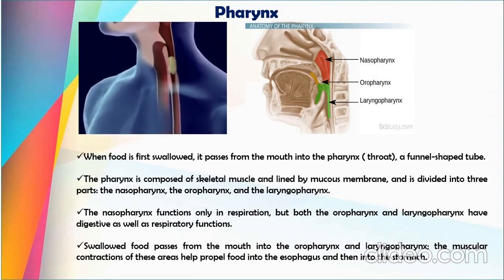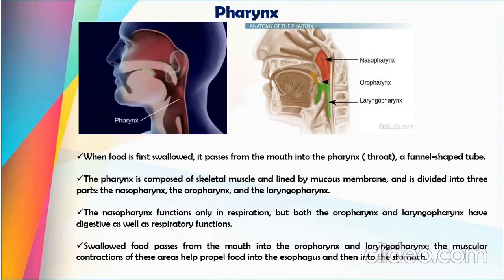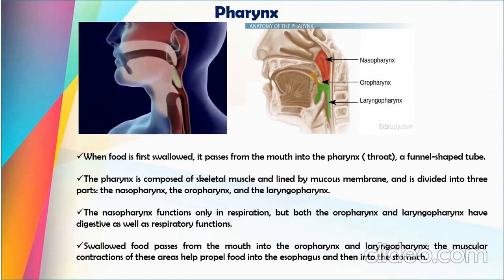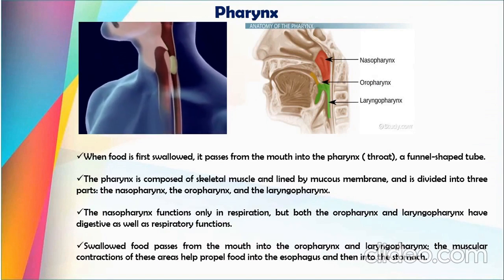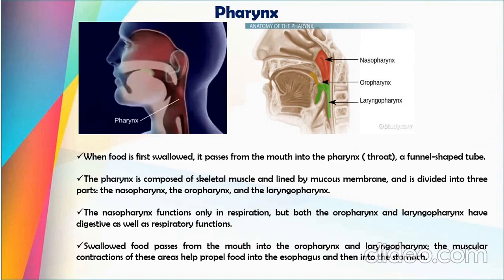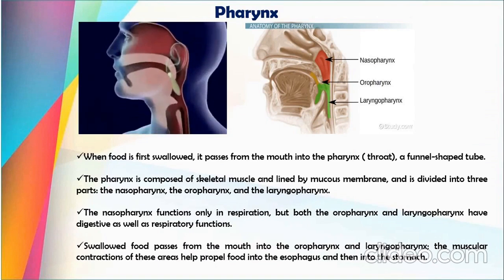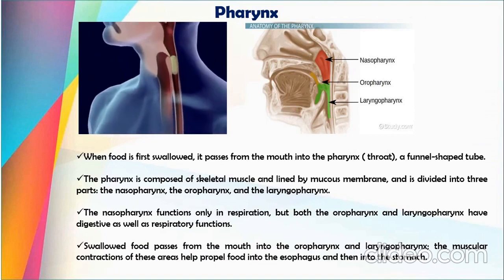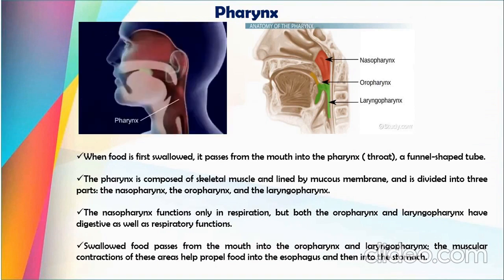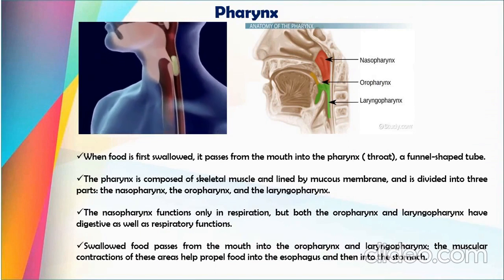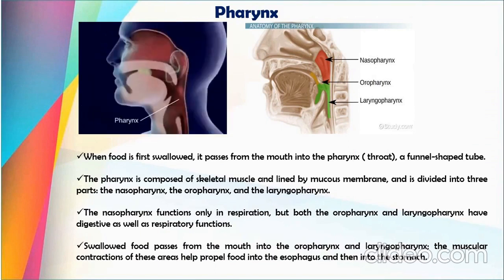Now the second one is the oropharynx. The intermediate portion of the pharynx is the oropharynx, and it lies posterior to the oral cavity and extends from the soft palate inferiorly to the level of the hyoid bone. The last one is the laryngopharynx. The inferior portion of the pharynx is the laryngopharynx, or the hypopharynx, and it begins at the level of the hyoid bone. It opens into the esophagus posteriorly and the larynx, or the voice box, anteriorly.